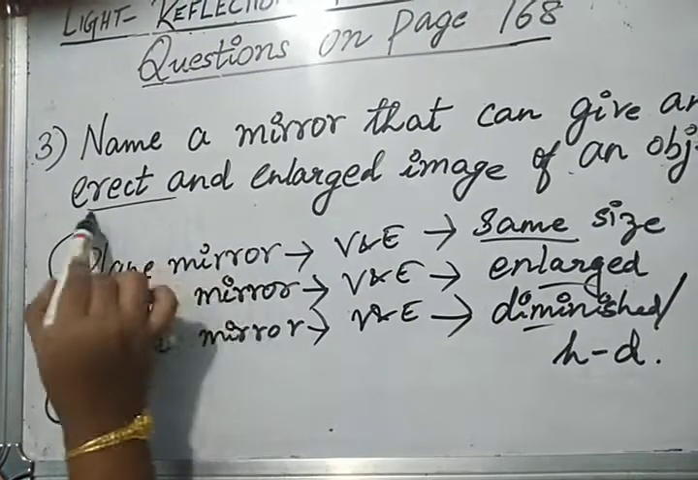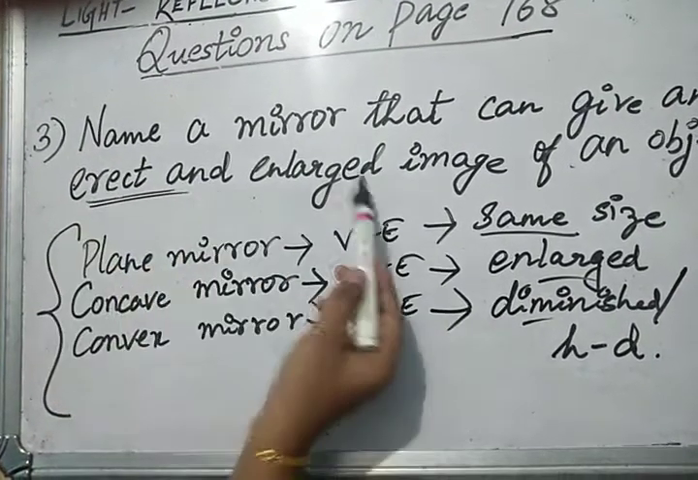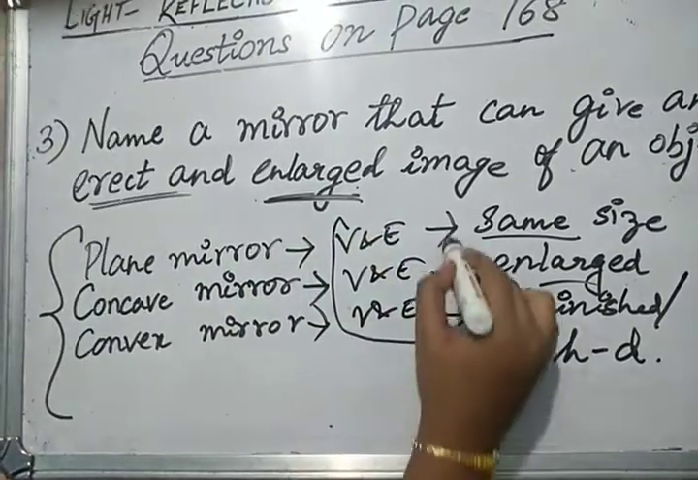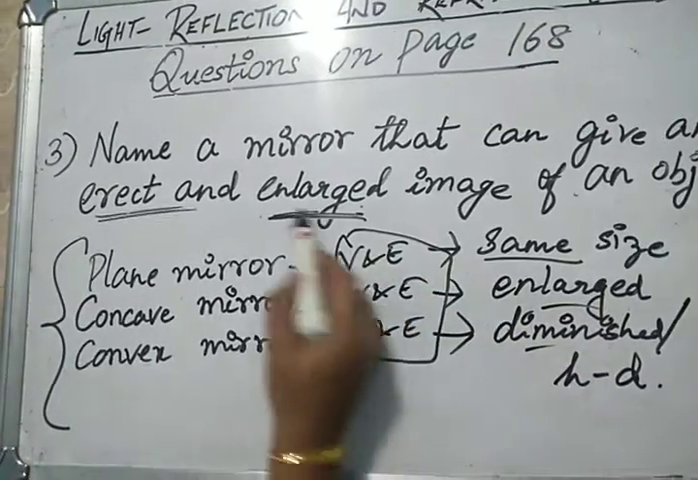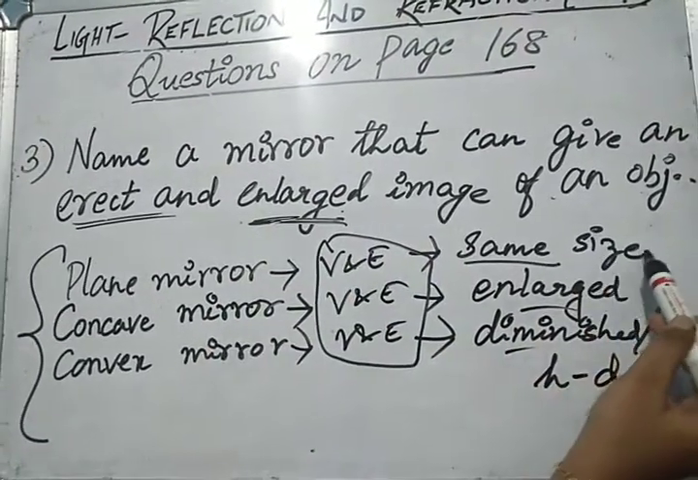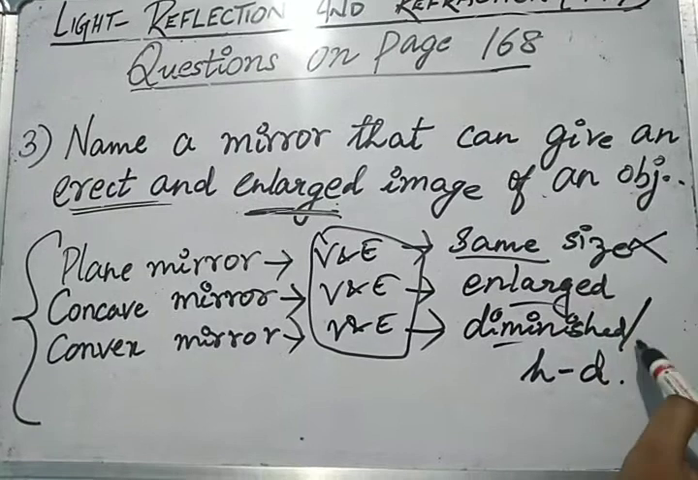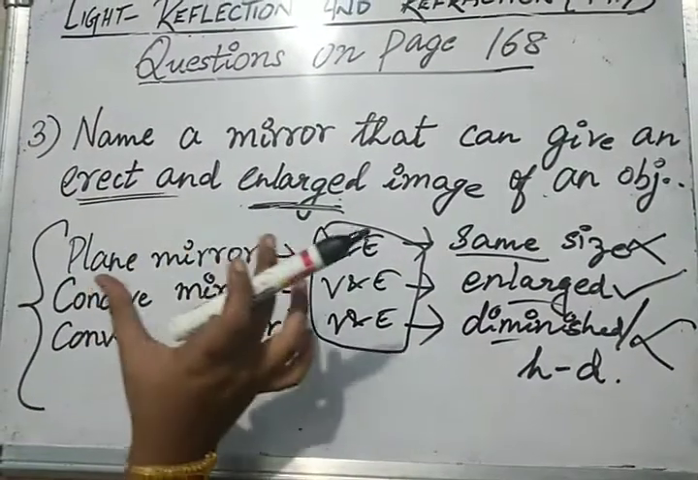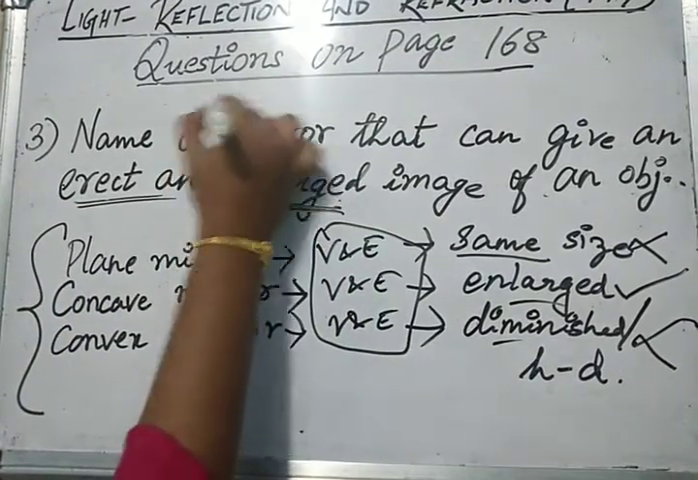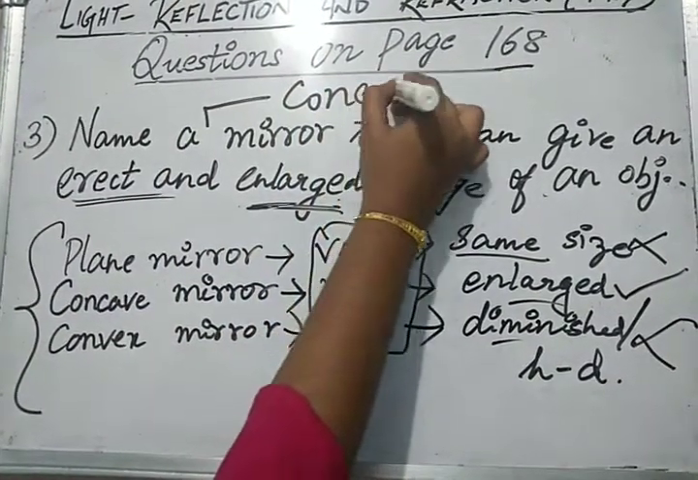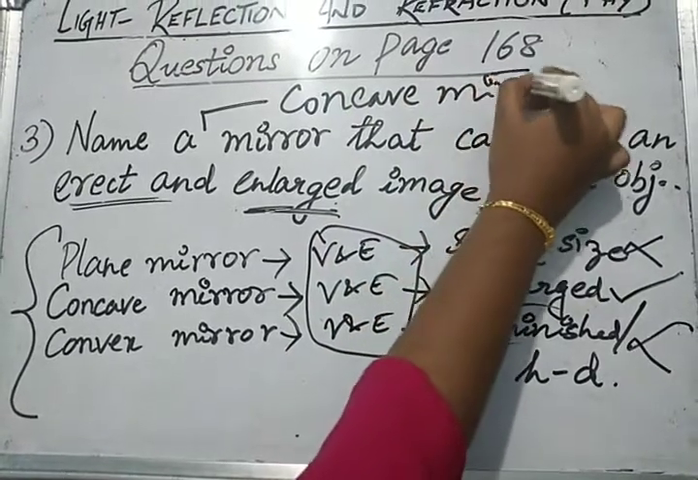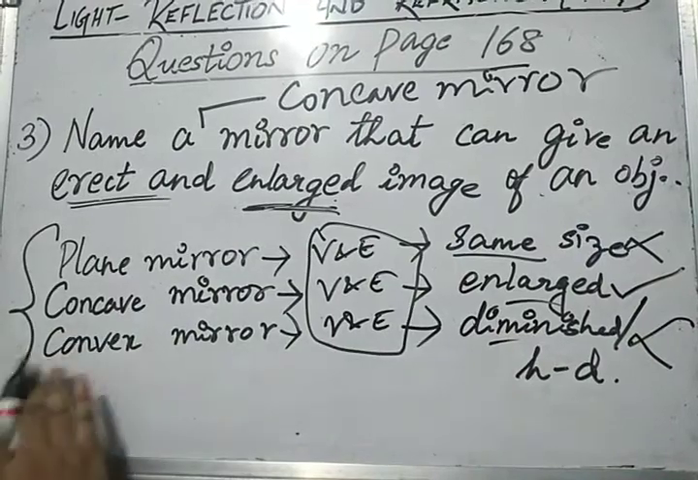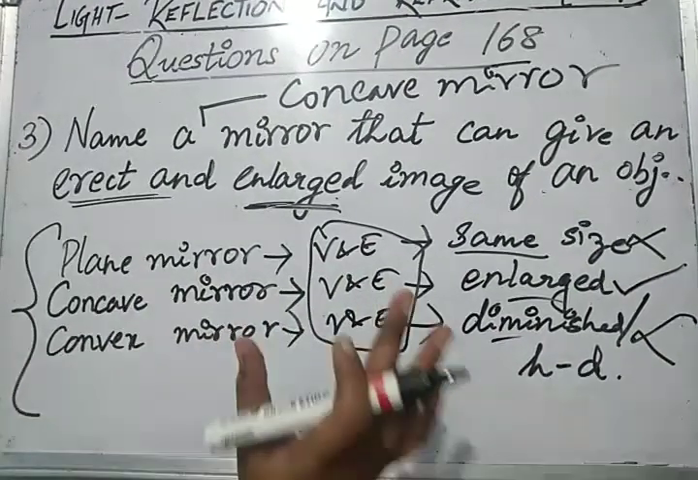What is asked? What do we want? Erect and enlarged image. Enlarged. The main thing is here, because all of these are erect, because they are virtual and erect. But we need enlarged. Do we have enlarged over here? No. Do we have enlarged over here? No. We have enlarged over here. So our final answer to this question is concave mirror. Only one word. But you should remember all these things and all the ray diagrams that you studied.